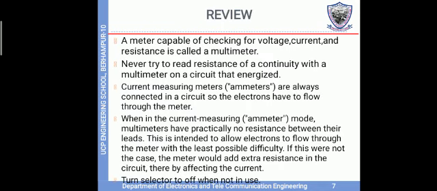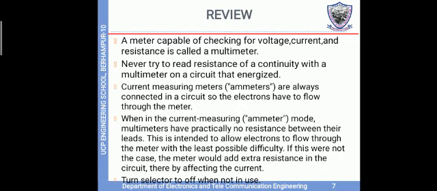Review: a meter capable of checking for voltage, current and resistance is called a multimeter. Never try to read resistance or continuity with a multimeter on a circuit that is energized. Current measuring meters are always connected in a circuit, so the electrons have to flow through the meter. When in the current measuring mode, multimeters have practically no resistance between their leads.